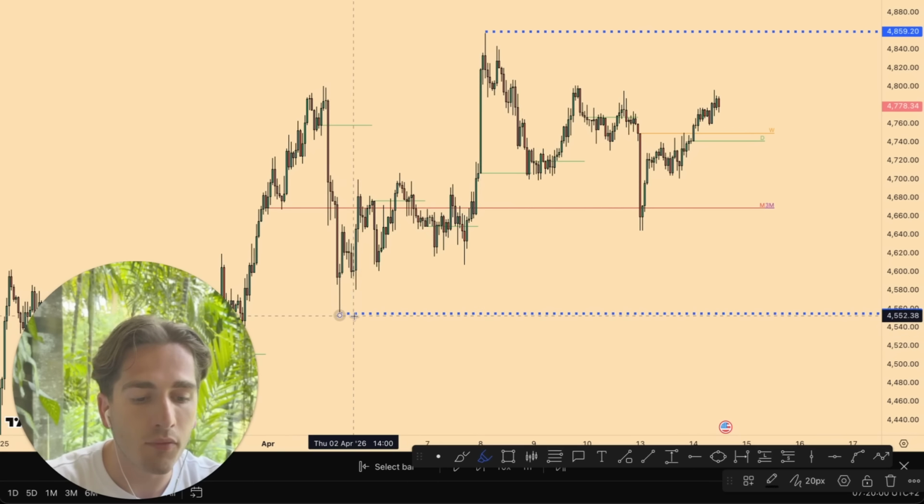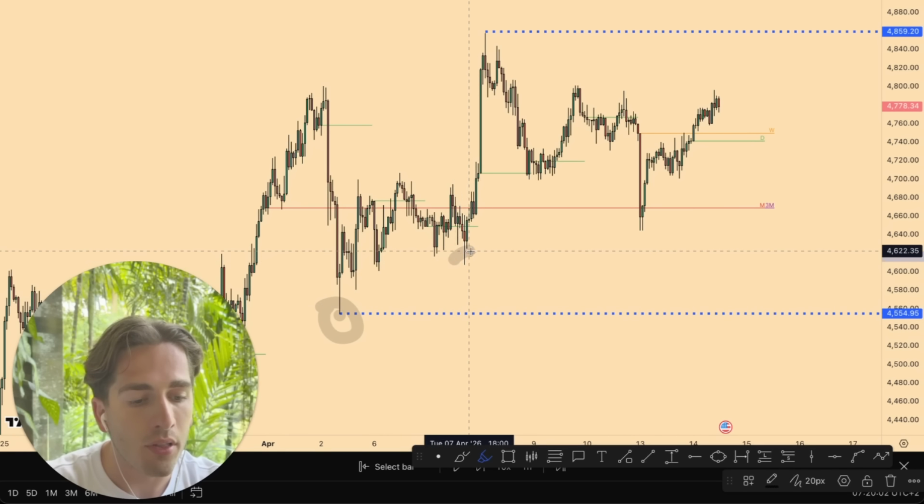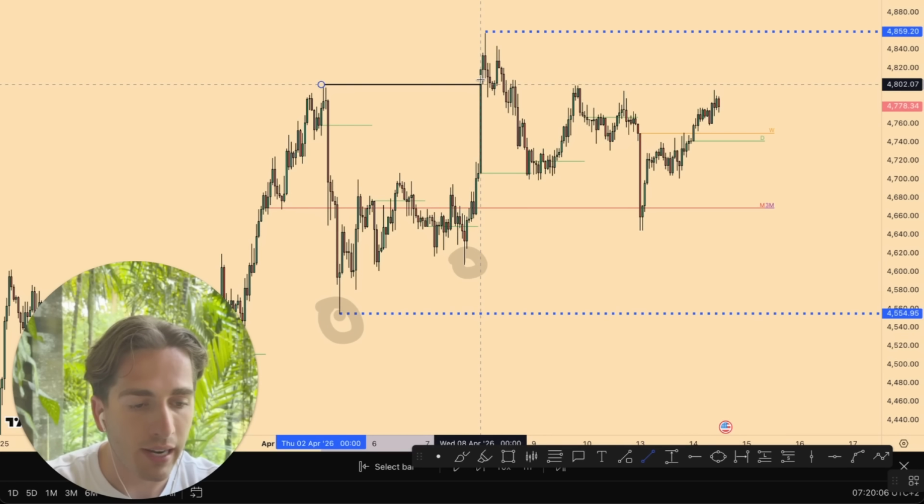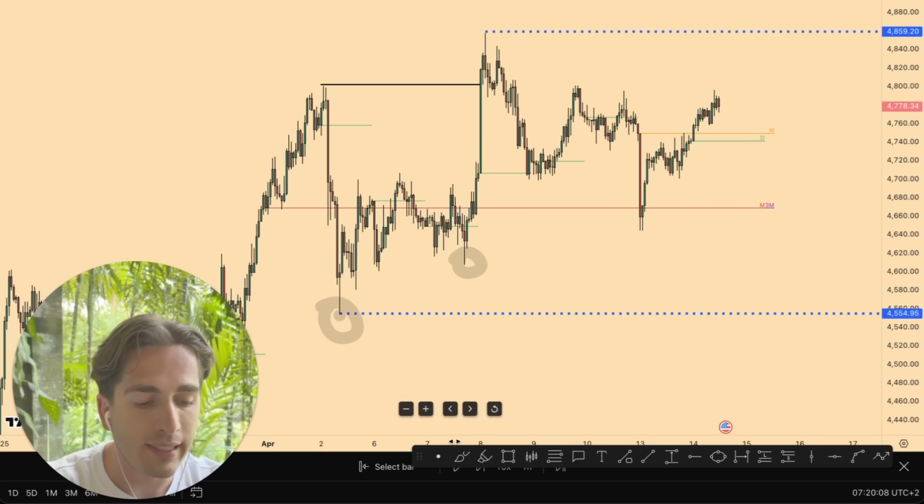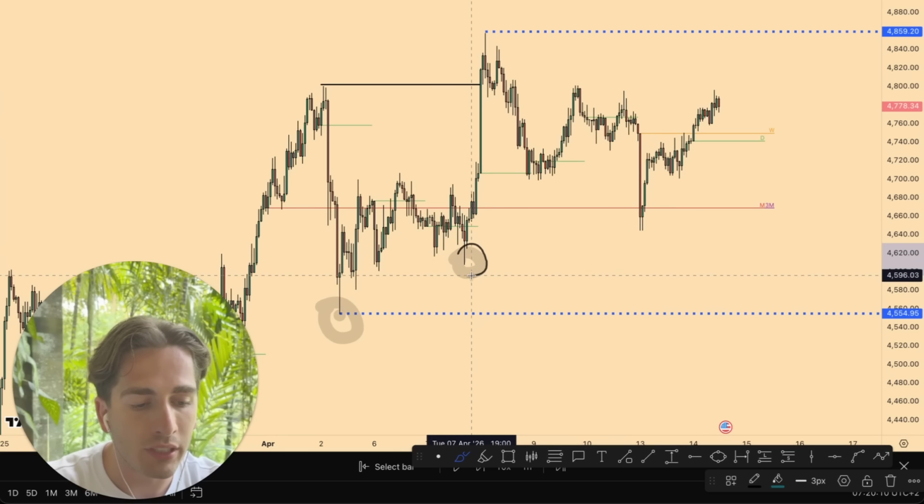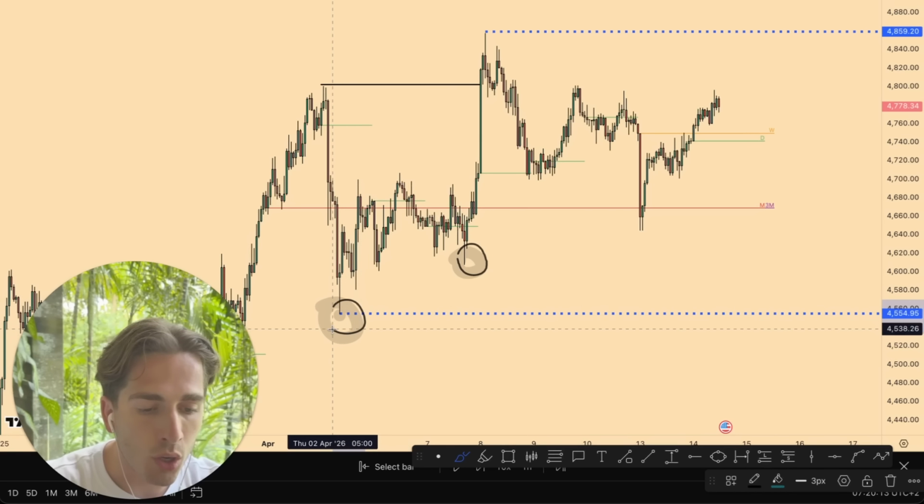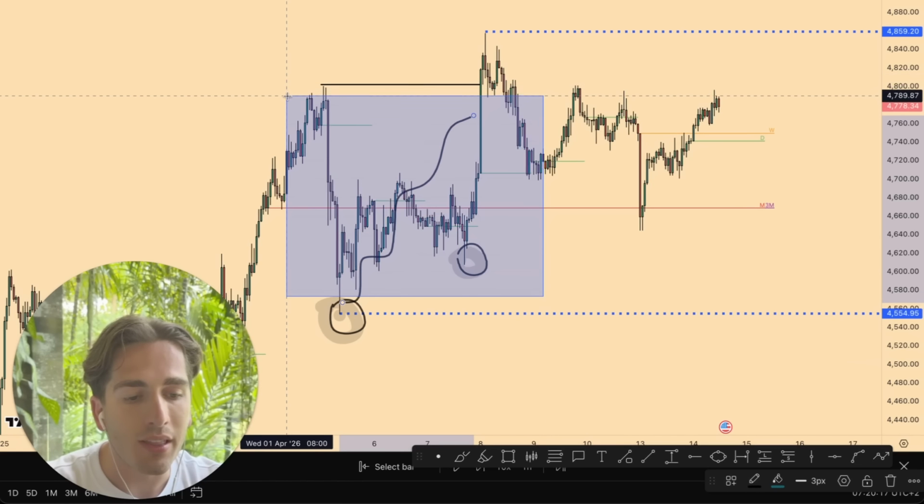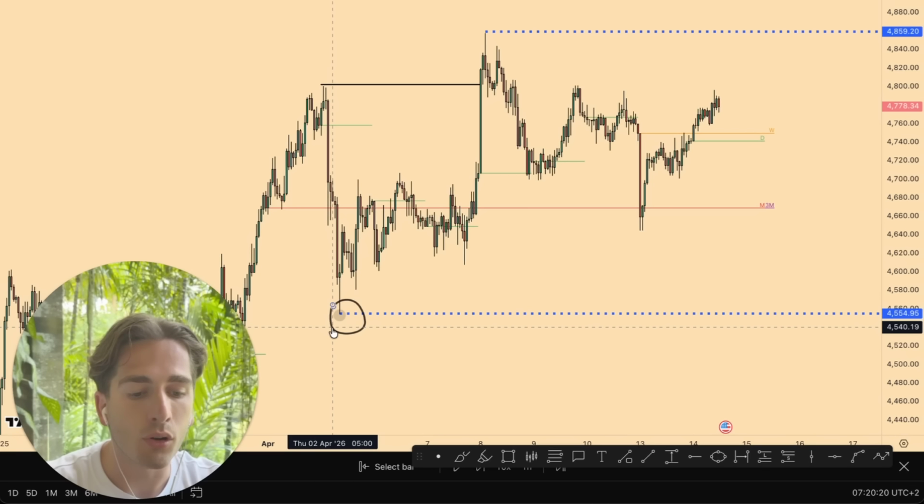Now, why is it, for example, this low and not this low? Well, that's because of the break of structure that takes place over here. When you have a break of structure, do not look at the most recent low, but look at the actual lowest point from where the whole move in towards the upside starts to form, because that is going to be your overall swing low.